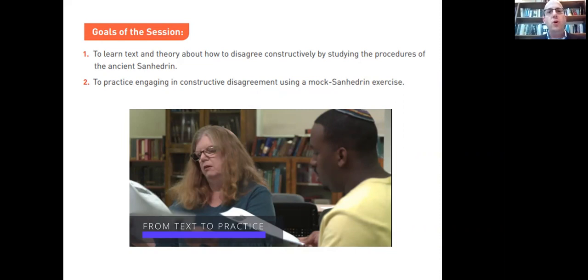So the goal of the session that we prepared, that we're encouraging communities primarily around North America to bring to their communities, is twofold. One is to learn text and theory about how to disagree constructively by studying the procedures of the ancient Sanhedrin. And the second is not just to study text and theory, but to experience it, to practice engaging in constructive disagreement using what we're calling a mock Sanhedrin exercise.